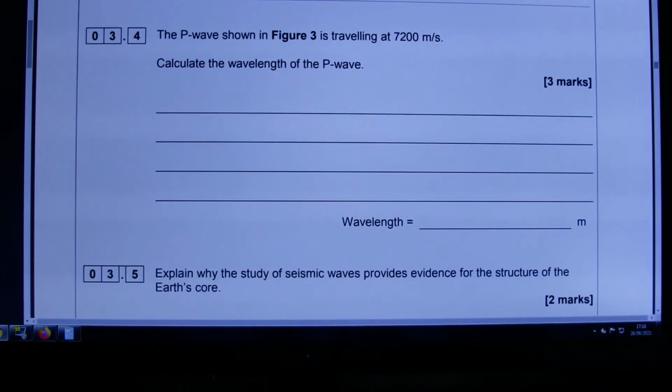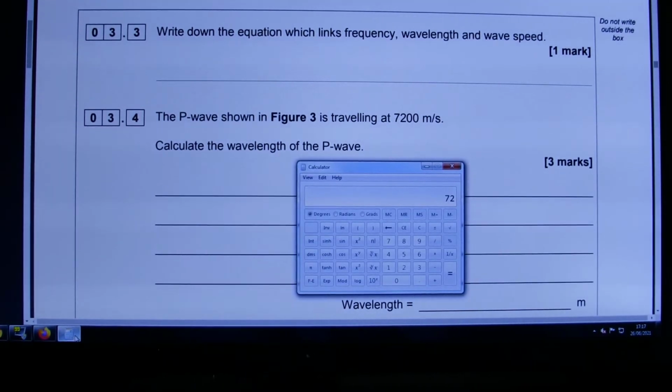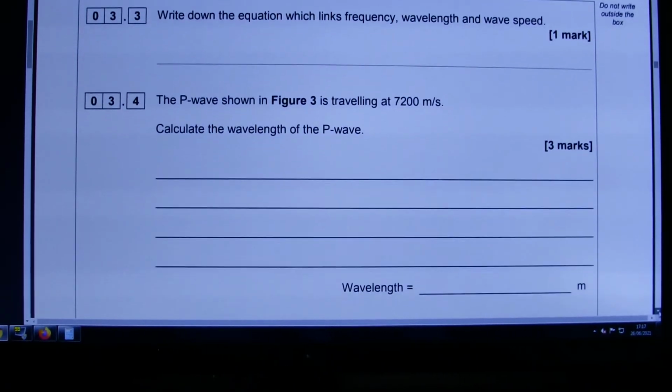So we know the frequency here is 0.4, and we now know the speed. So 7,200 equals 0.4 times wavelength. 7,200 divided by 0.4 is 5/2 times 7,200, which is 5 times 3,600, which is 18,000. There. 18,000 meters. It's an 18-kilometer wavelength.